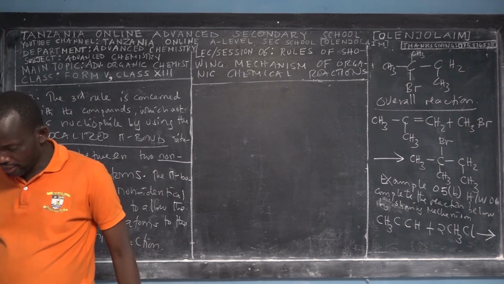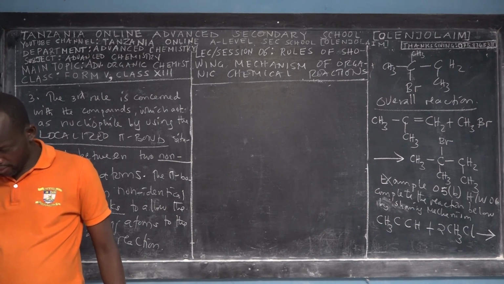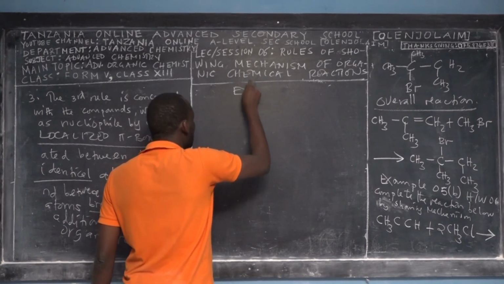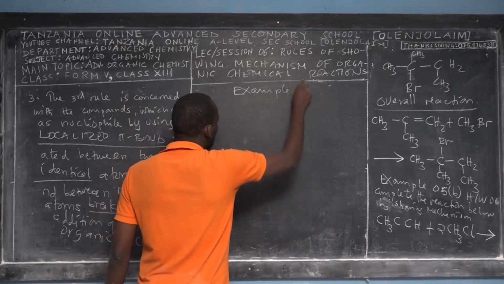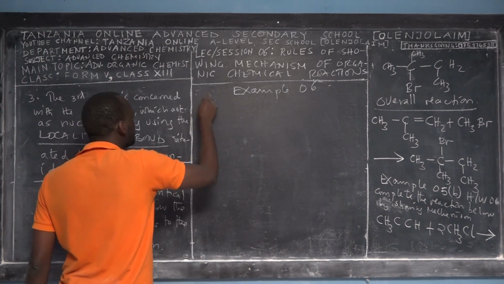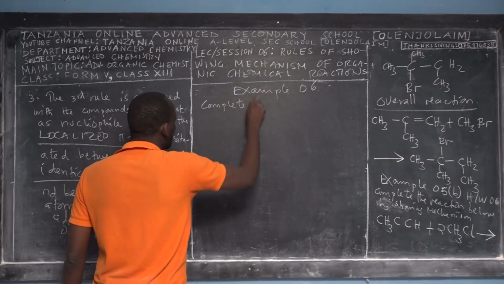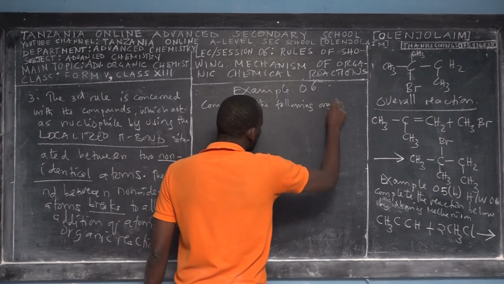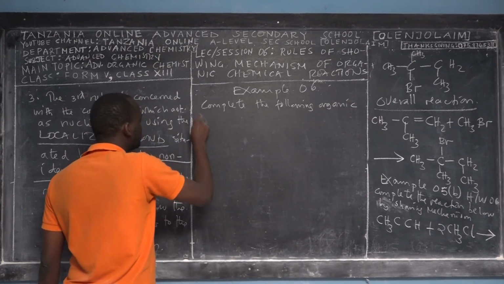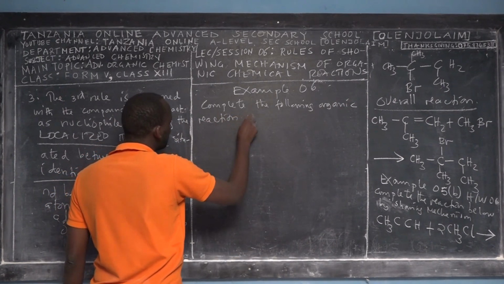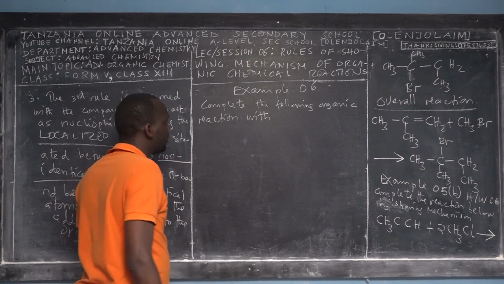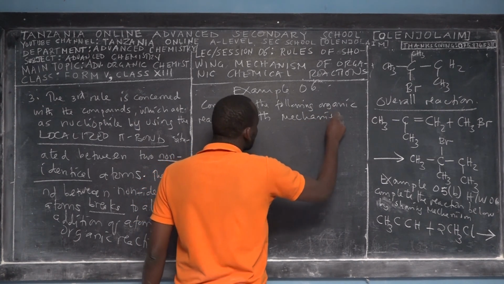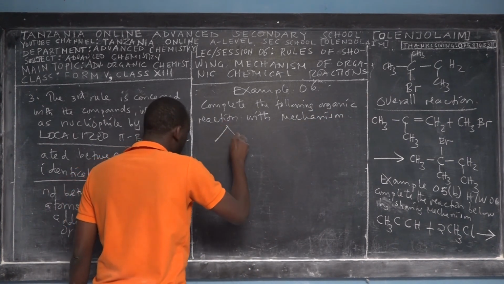So I have an example here of a ketone. So this will be example 6. Make sure that you do the homework. Example 6. Complete the following organic reaction with mechanism. We have an organic compound here.